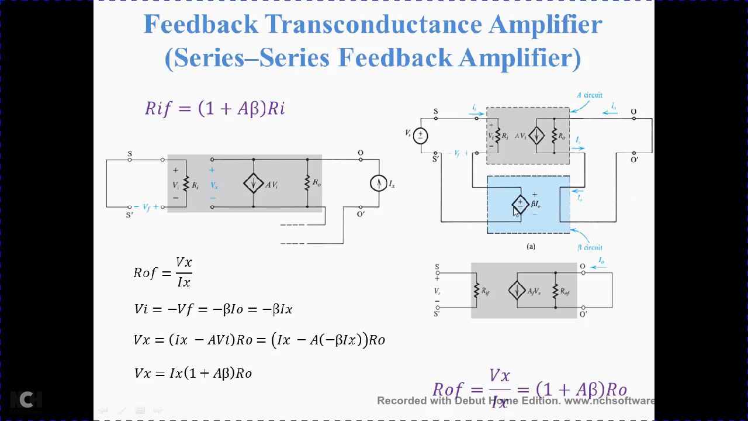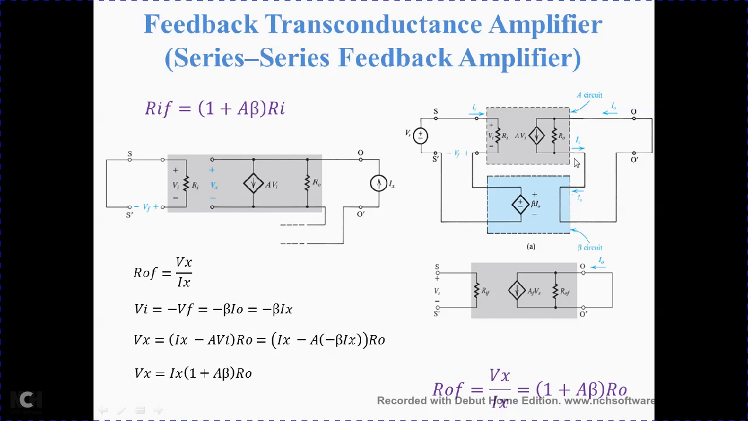You can see Vf is nothing but beta times I naught. It is not beta times V naught now. It is beta times I naught because I am sampling the current here, not the voltage. So for this feedback network the input is current and the output is a voltage. So beta is equal to Vf by I naught, or Vf is equal to beta into I naught.